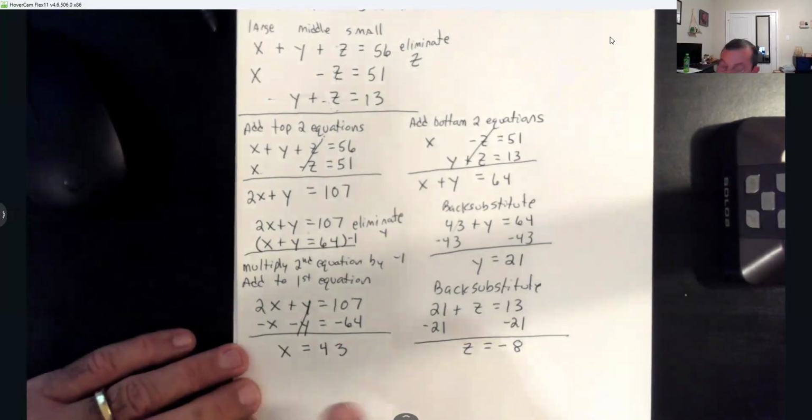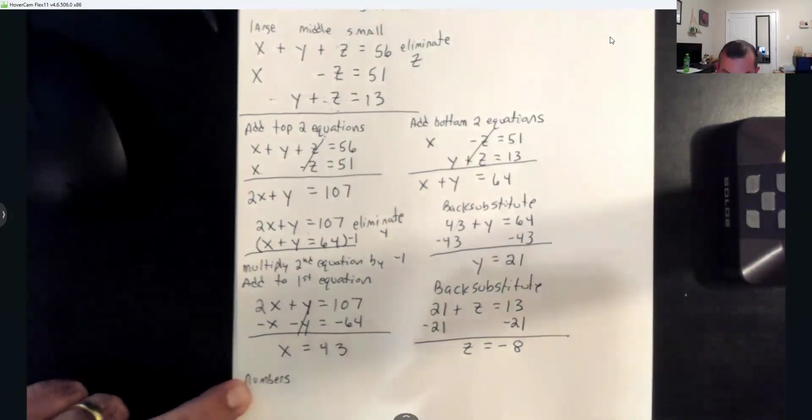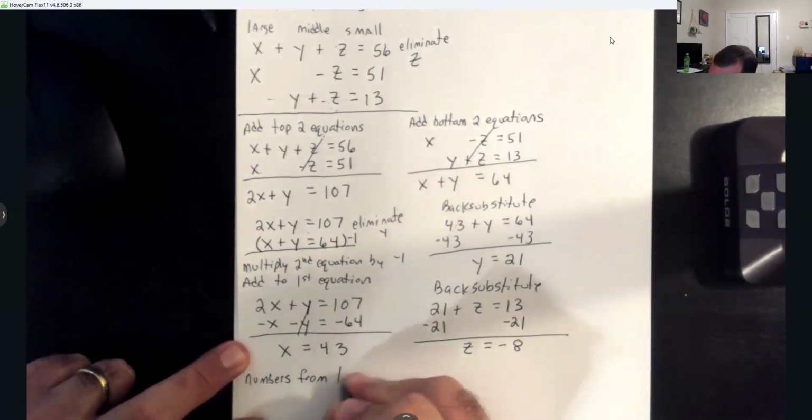Now this one has the answers like this. It'll say the numbers from largest to smallest.